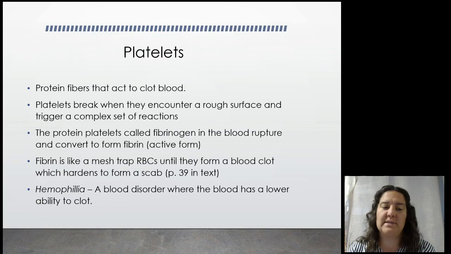A clotting disorder is hemophilia, which is where the blood has a lower ability to clot. So any injury could become a severe and life-threatening injury.